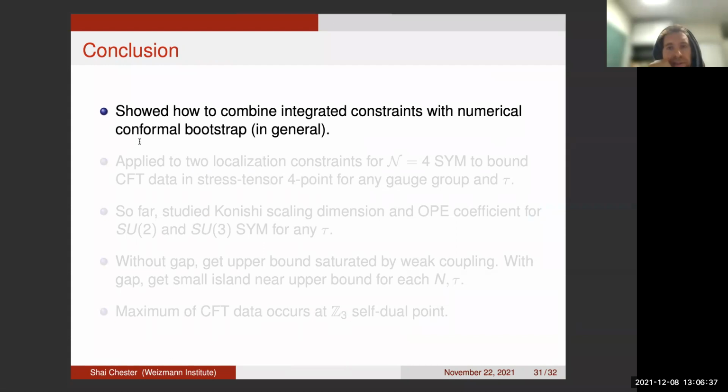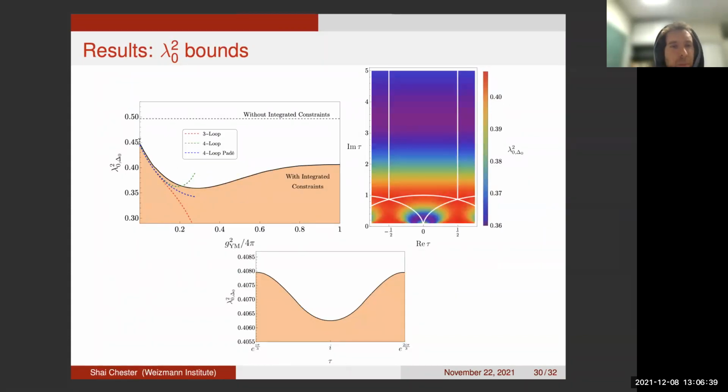Anyways, okay, Shai, yeah. Sorry. Can you explain the minimum on the upper left plot, please? Here.